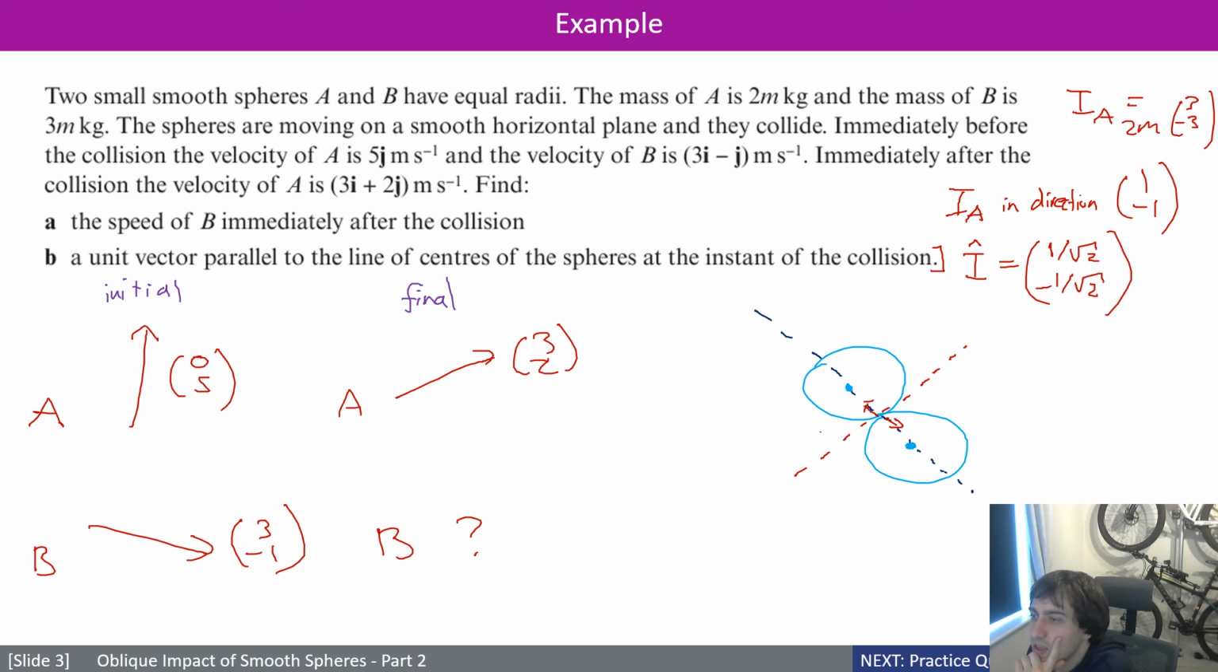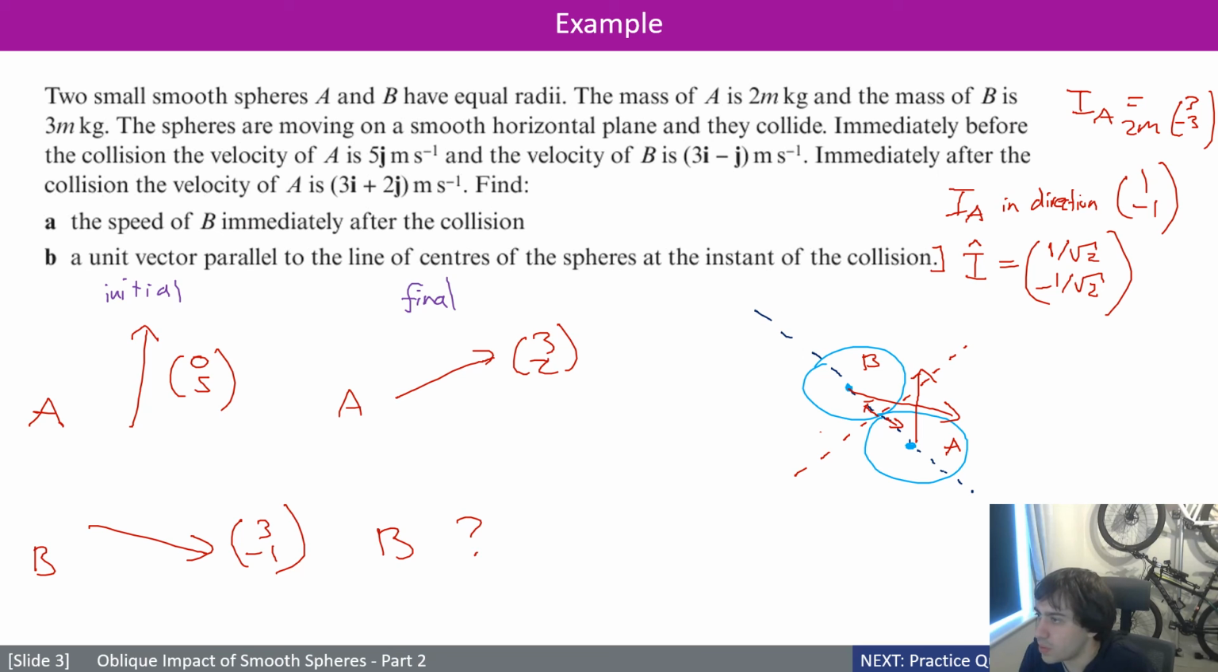So let's look again at the A and the B direction. Can we tell which one's which? Yes, we can. It only makes sense for this one to be A, going straight up, and it makes sense for this one to be B, going along like that. Okay, that makes more sense. Cool. All right, so what is the speed of B immediately after the collision? Well, this we can answer quite nicely now, because we have the impulse, right? And we know the impulse on B is going to be the opposite of the impulse on A.